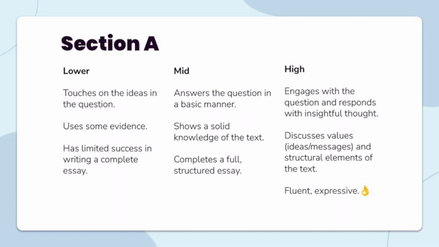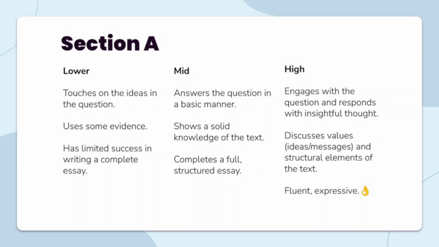The higher responses engage with the question or prompt and respond with insightful thoughts. This student who's got a high or a very high essay has really thought deeply about the prompt. They've discussed values, ideas, and messages in the text and structural elements of the text. So they're things like the structure of the text itself, the use of symbolism, the use of imagery, the use of foreshadowing, characterization, and you can actually use this meta language in your essay. And it's really fluent and expressive, all right? And the vocab is sophisticated and it is formal in tone.